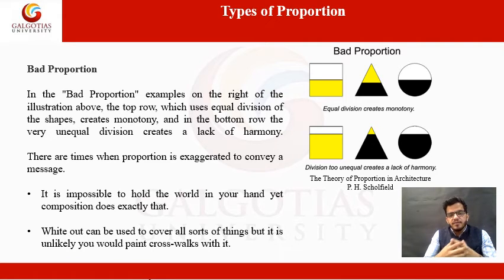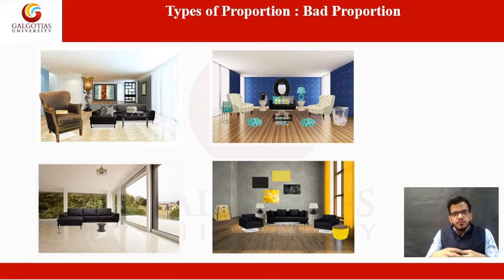There are times when proportion can be used to convey a message. For example, it is impossible to hold a world in your hand, yet composition does exactly that. It is a type of bad proportion, but it is used to convey a message. And again, for example, whiteout can be used to cover all sorts of things, but it is unlikely you would paint crosswalks with it. So these are the examples of bad proportion.